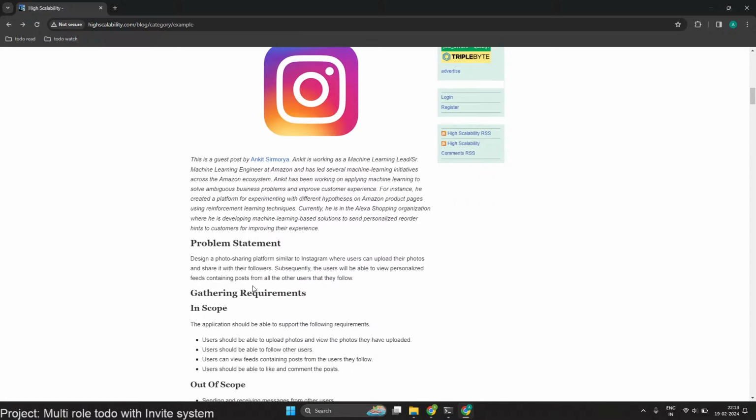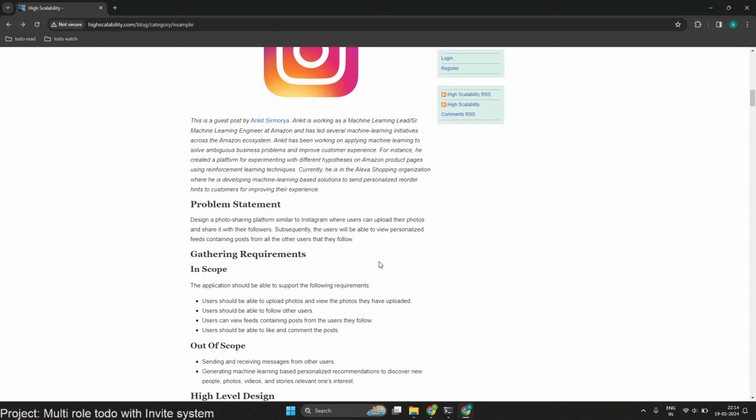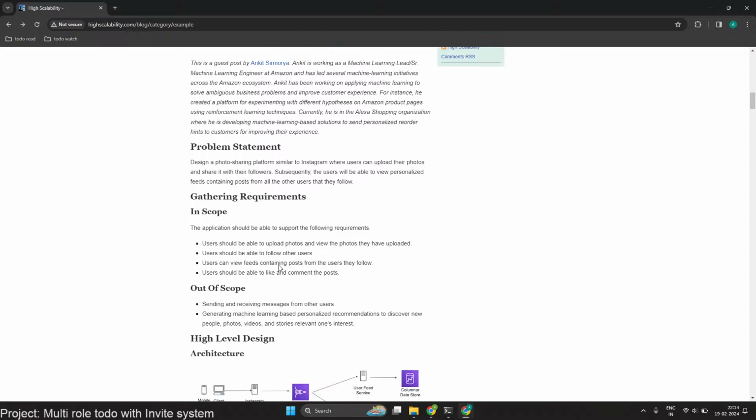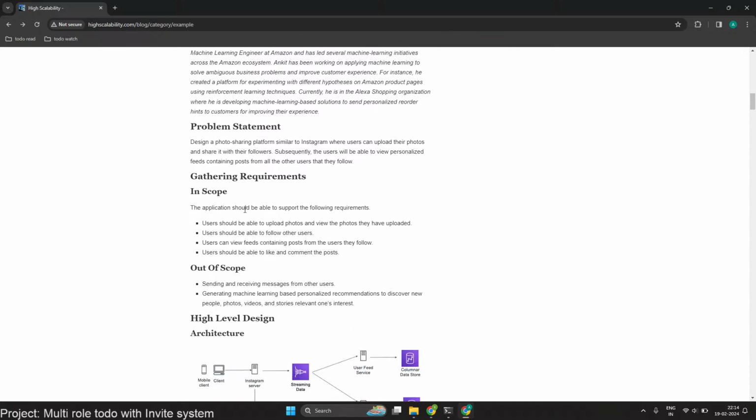Designing Instagram. So the problem statement is: design a photo sharing platform similar to Instagram where users can upload their photos and share them with their followers. Okay. Subsequently, the user will be able to view personalized feeds containing posts from all the other users that they follow.